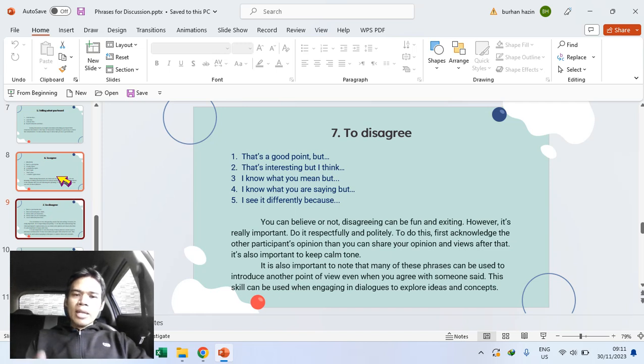Okay, so next one, I think that you understand this. You can believe it or not, disagreeing can be fun and exciting. However, it's really important to do it respectfully and politely. To do this, first acknowledge the other participants' opinion, then you can share your opinion and views. After that, it's also important to keep a calm tone. It is also important to note that many of these phrases can be used to introduce another point of view even when you agree with what someone said. This skill can be used when engaging in dialogues to explore ideas and concepts.